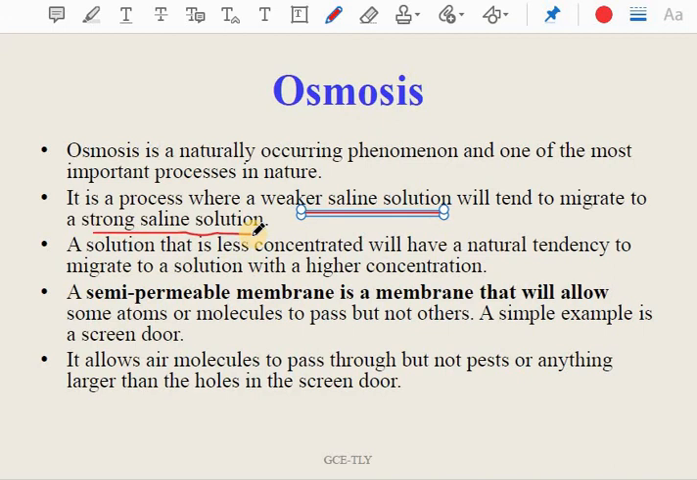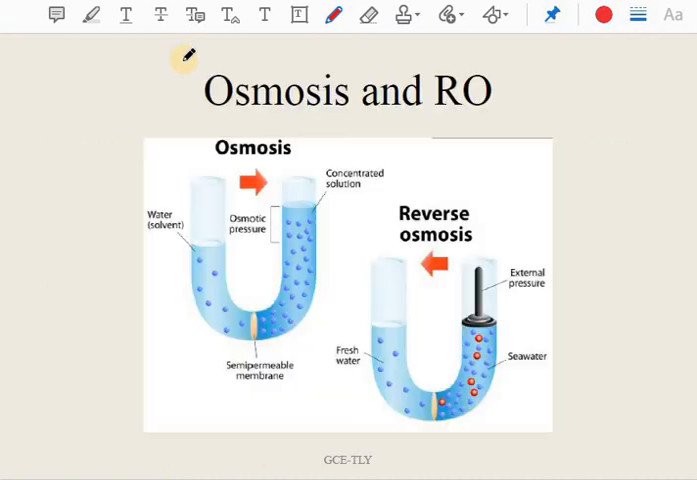A semi-permeable membrane is one which allows some atoms and molecules to pass through, but excludes others. A simple example is a screen door, which allows only air to pass through and blocks the small insects trying to come through the holes. The same phenomenon happens in osmosis through the process of passing through a semi-permeable membrane.